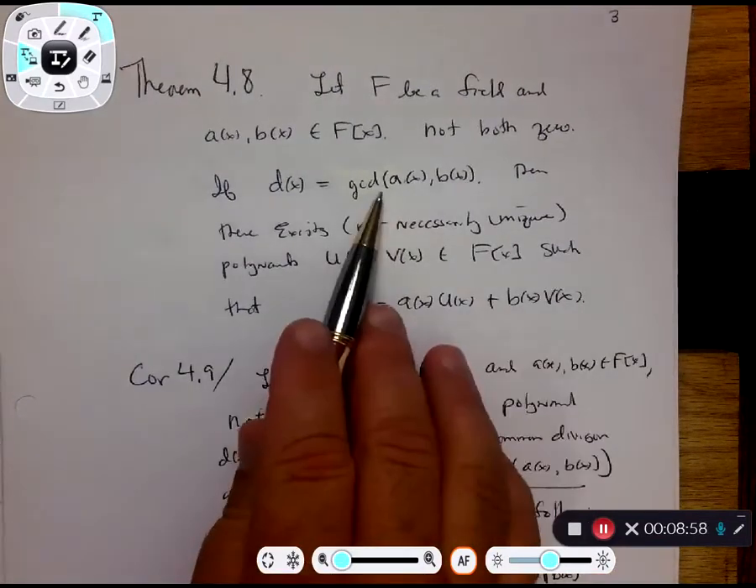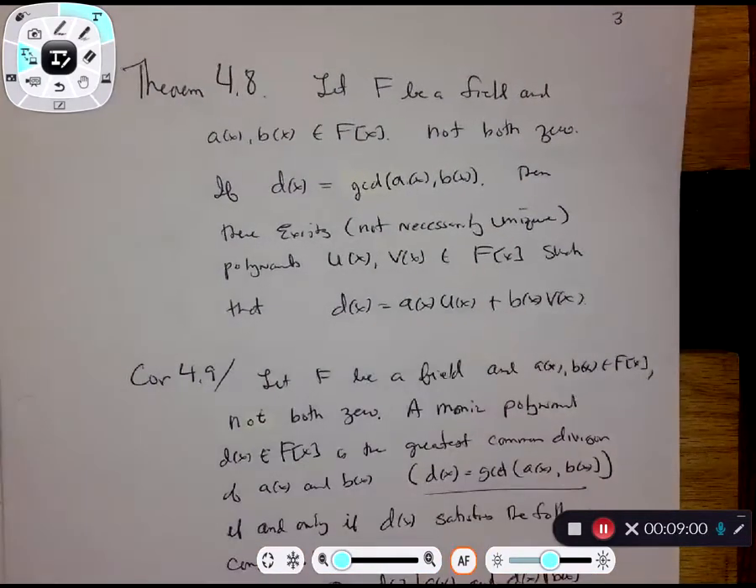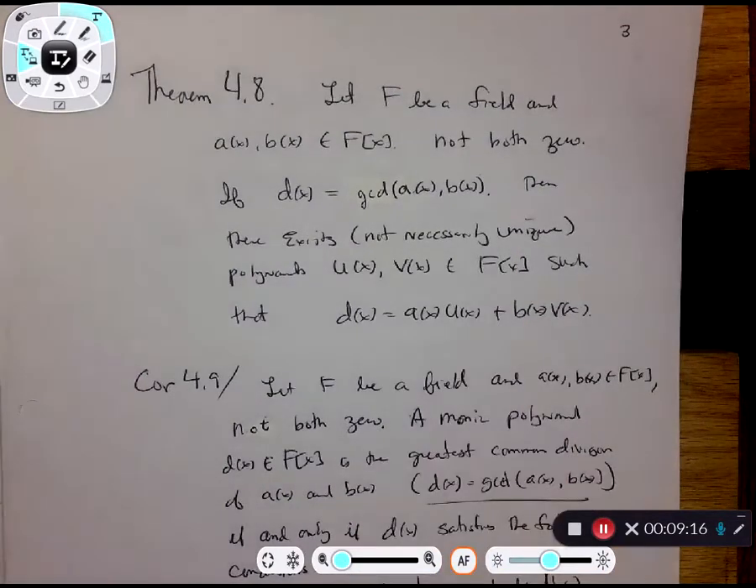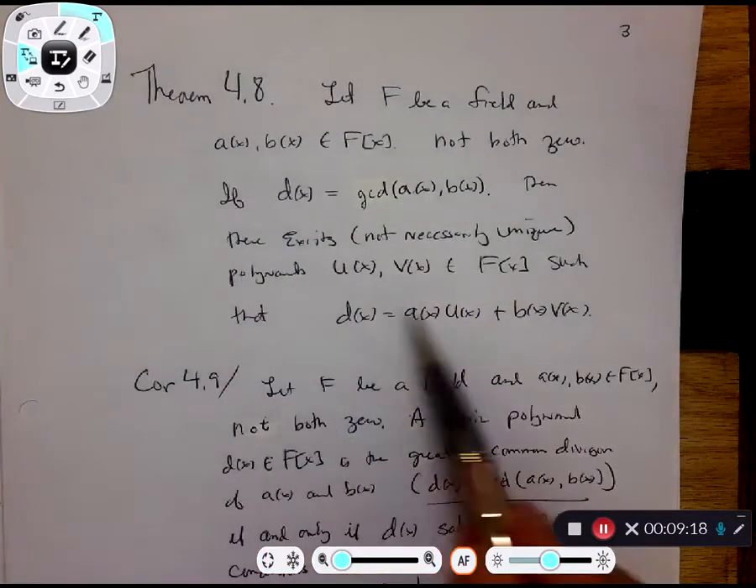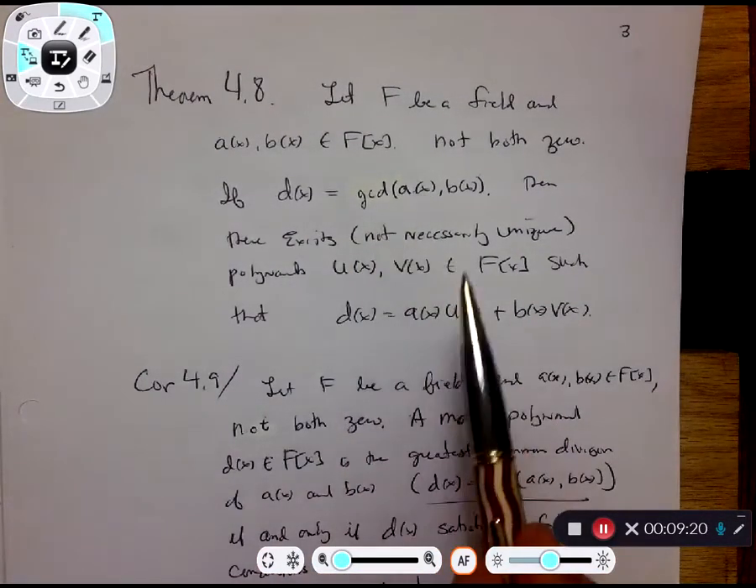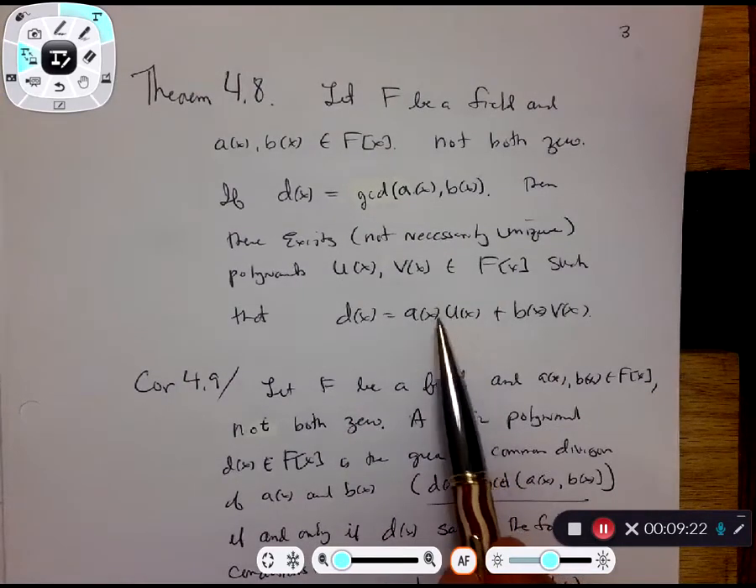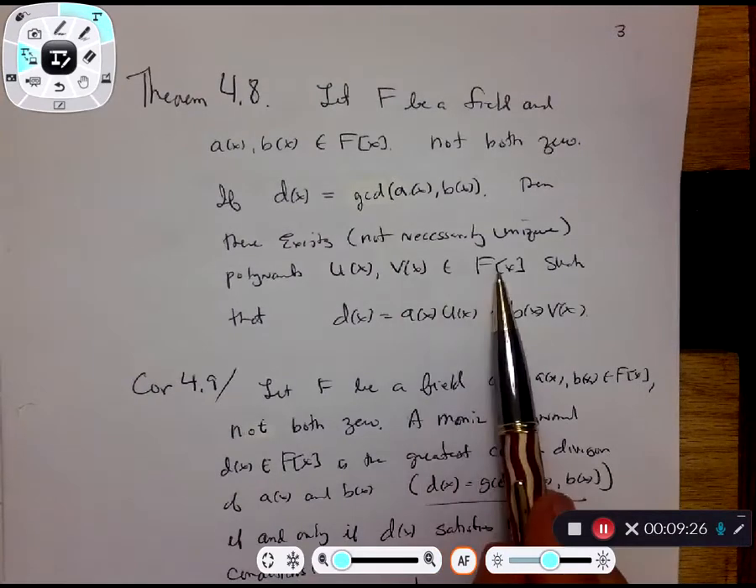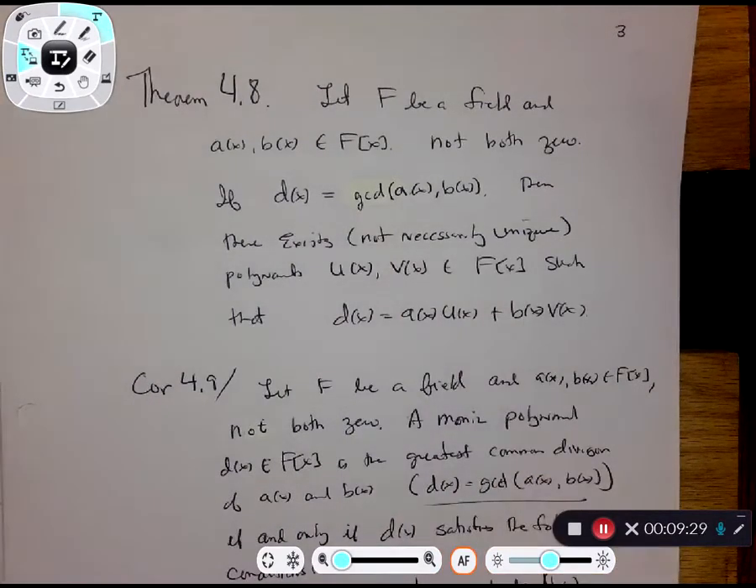If you've got a GCD, you can write yourself a big equation. What is the difference between Theorem 4.8 and our old Theorem 1.2? I put an x on all the letters and declared them to be polynomials. It's the exact same thing. So these will be polynomials instead of, quote, integers. But it's the exact same thing. If I got GCDs, I can write myself an equation. There exist, not necessarily unique, U of x and V of x polynomials in F adjoined x, so I can write an equation.